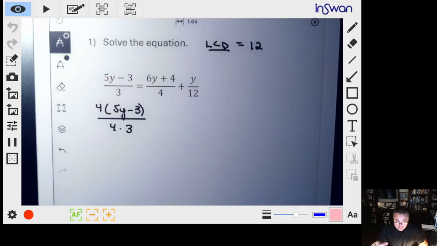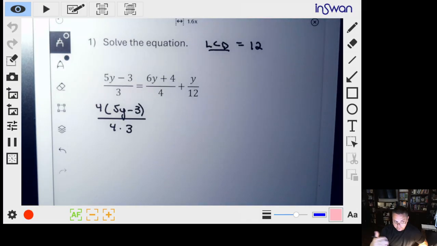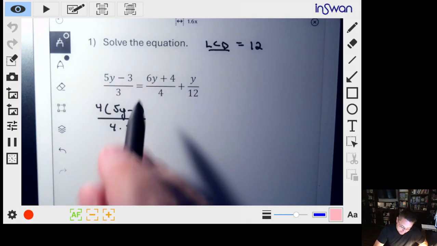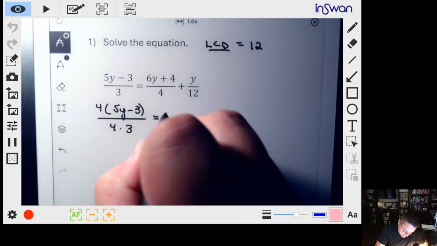So I haven't changed the fraction at all. If I multiply the numerator and the denominator by the same number, that is just going to keep the fraction the same. It doesn't change anything. So we'll do that on this next fraction here. I'm going to multiply top and bottom here by 3.